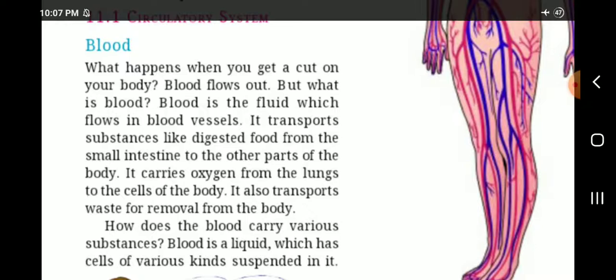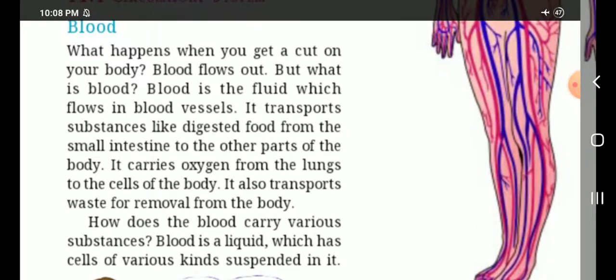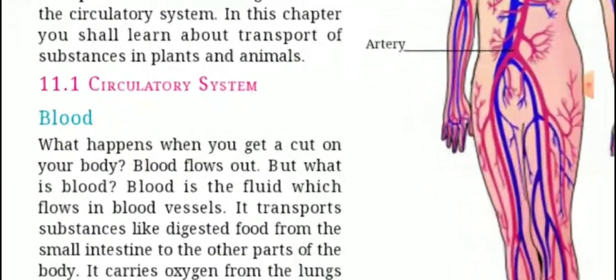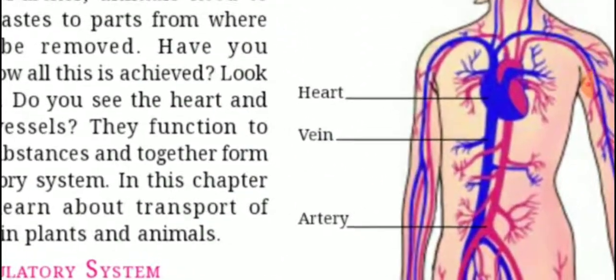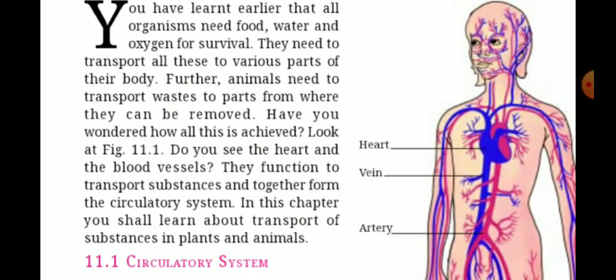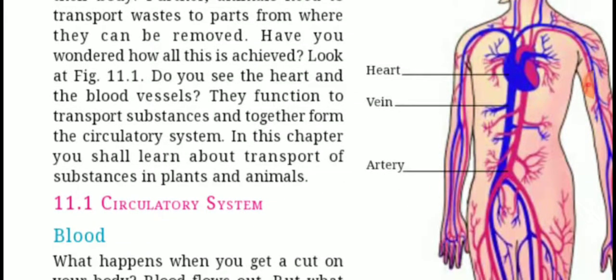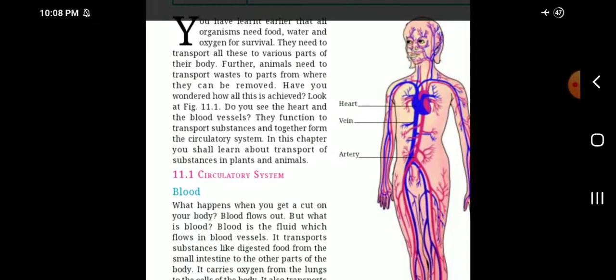How does the blood carry various substances? Blood is a liquid which has cells of various kinds suspended in it. This is the circulatory system. Listen, see the picture in your book. Do you remember this picture, students? This is blue in color, a vein. Pink in color is an artery.